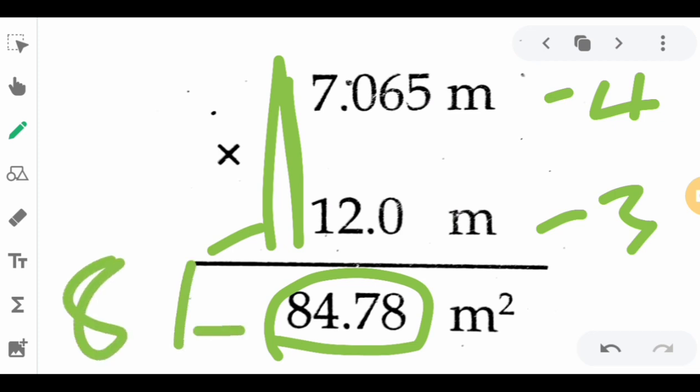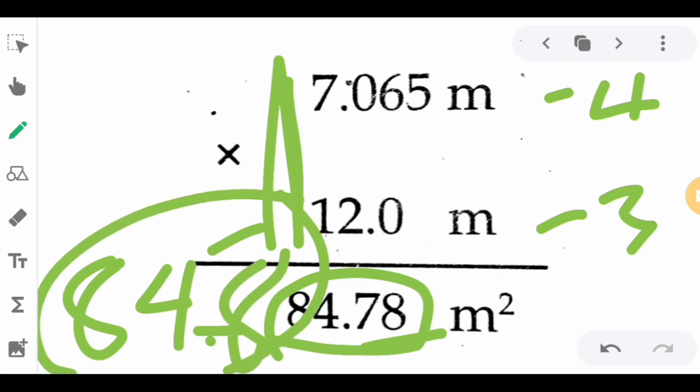You have to round off if the next number is 5 or greater. If it is lesser, then retain the number before it. So this is 84.8. This is the final answer for that. Next, for division, the same rules apply as in multiplication. You should consider the least number of significant figures.